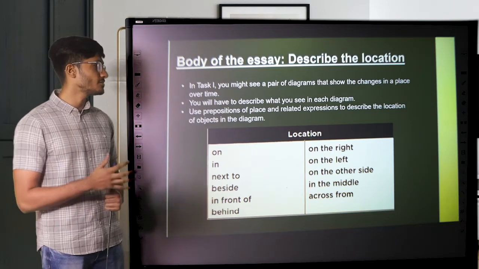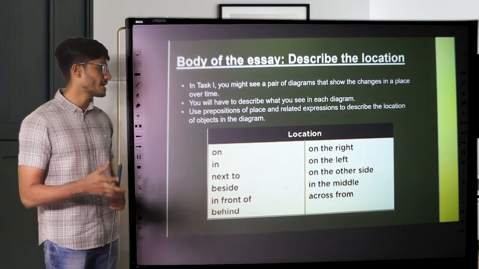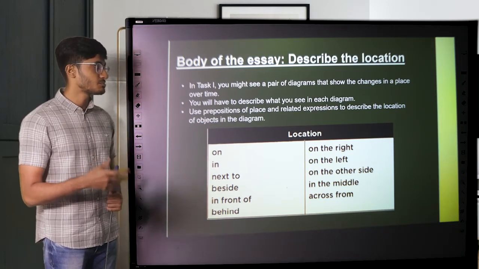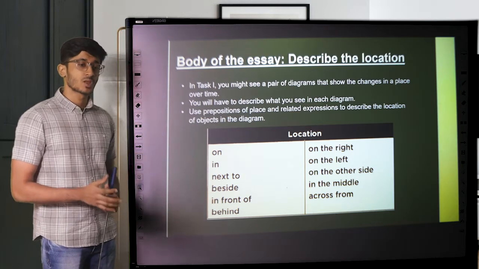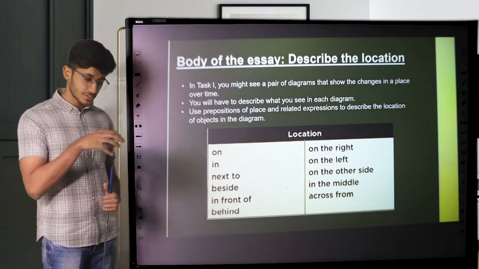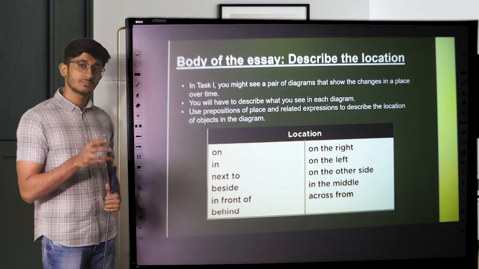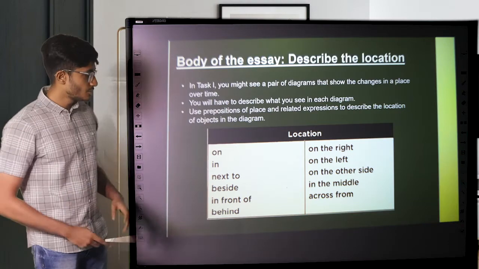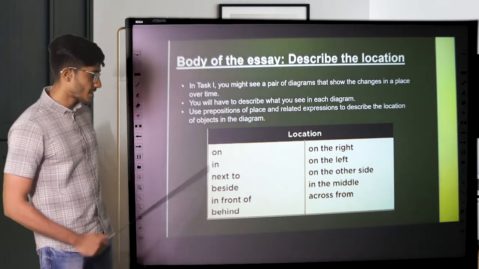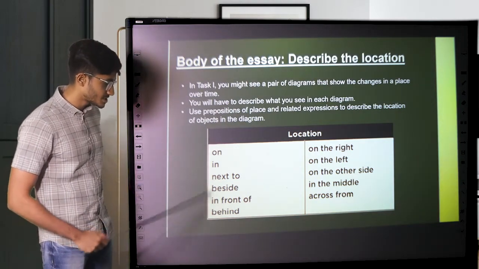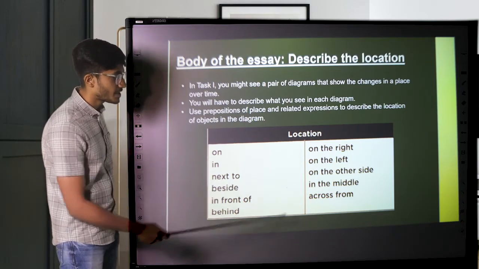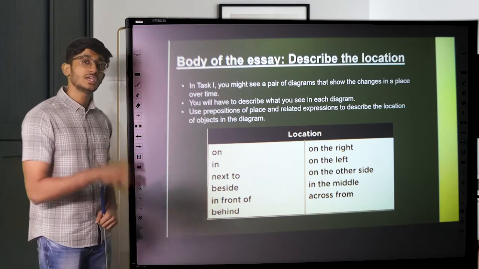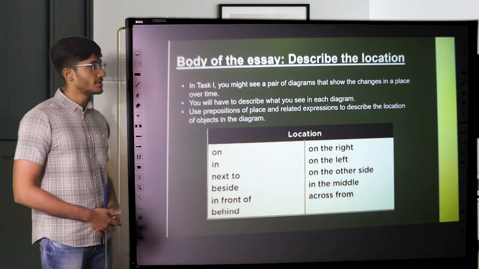So you'll have to be able to describe what you see in each diagram, and you have to use prepositions of place and related expressions to describe the location. When such pictures are given about a certain place, you have to describe the location of individual features, which is why you will need to know these keywords. For example, on, in, such prepositions. Then you have preposition phrases such as on the right, on the left. These are going to explain the location of those particular features.